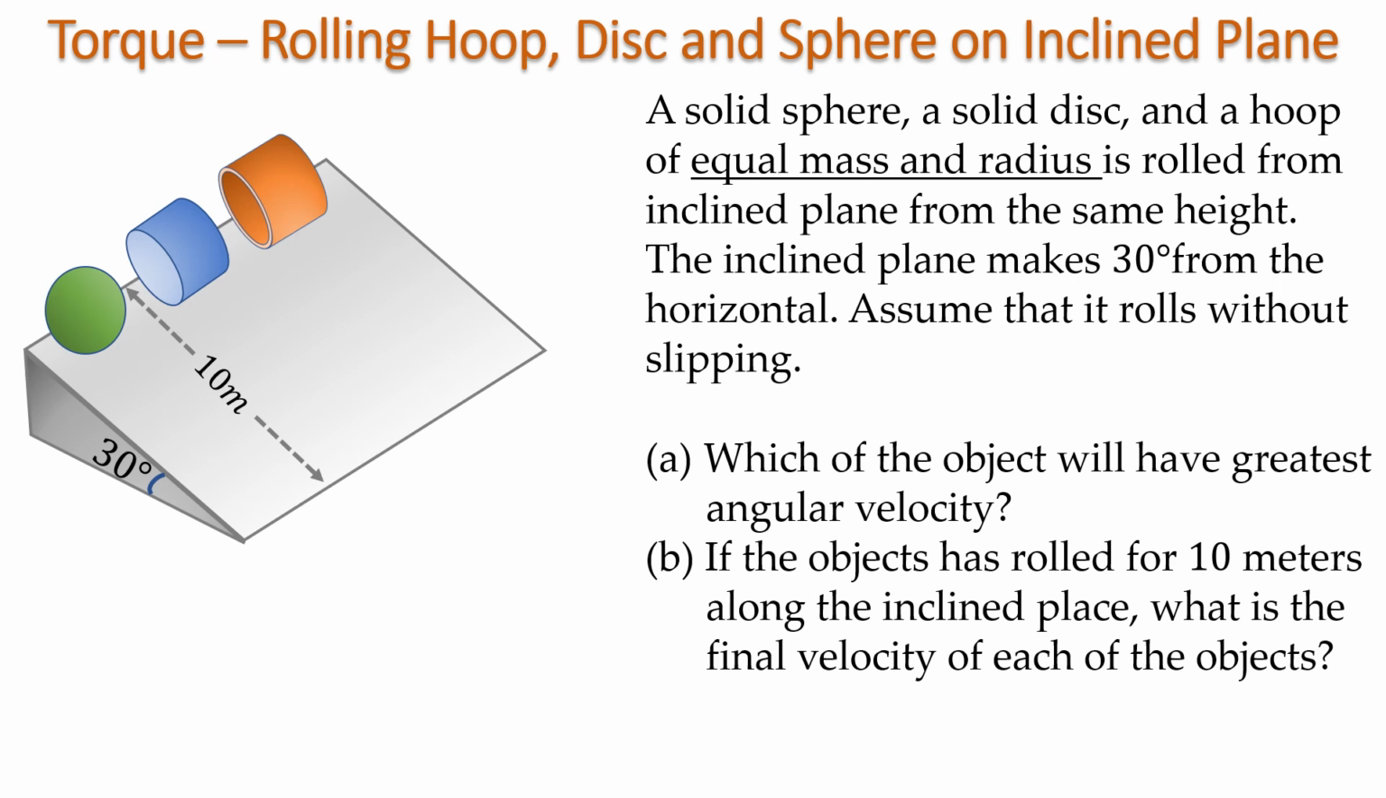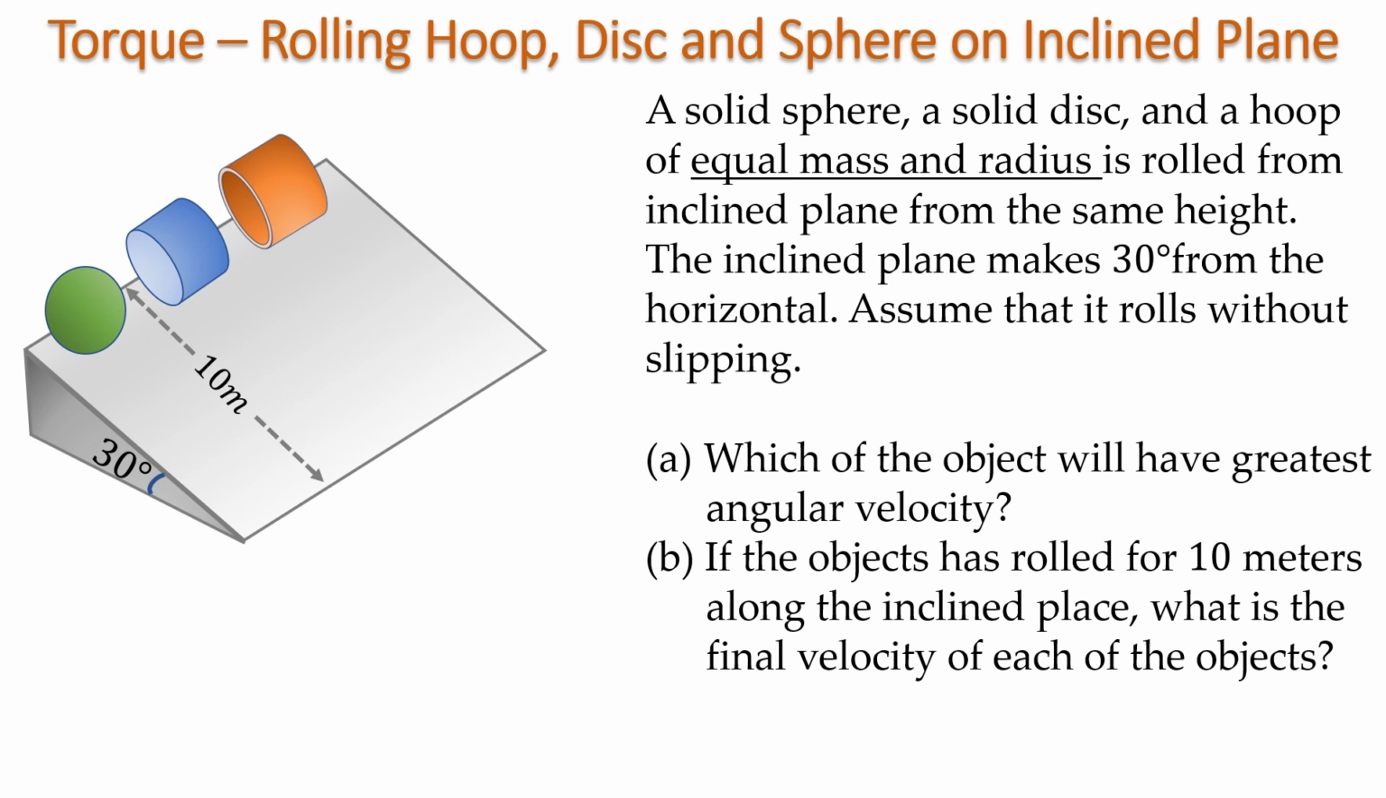This is a medium difficulty problem. However, if you are not aware of the concepts, it can be a difficult problem. In this problem, there is a solid sphere, a solid disk, and a hoop ready to roll on the inclined plane. Let me clarify on the hoop.